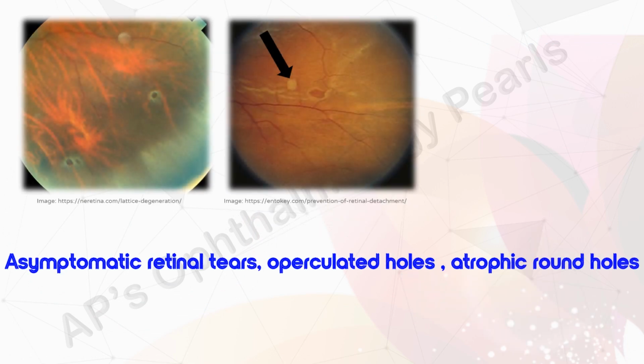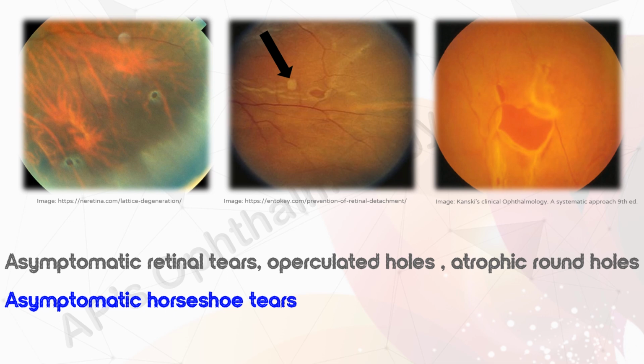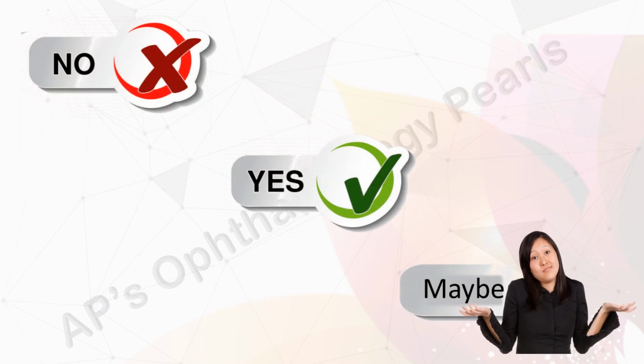Asymptomatic retinal tears, asymptomatic operculated holes and asymptomatic atrophic round holes. Asymptomatic horseshoe tears: only 5% of asymptomatic horseshoe tears progress to retinal detachment, and so if there is no evidence of a subclinical retinal detachment, then a follow-up alone is enough.